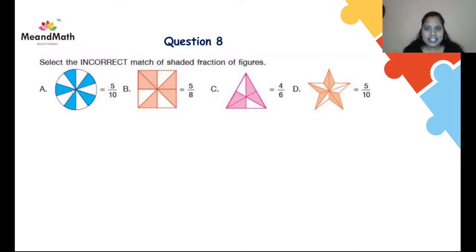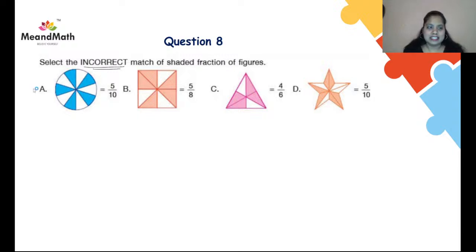Okay, let us move on to the next question. Select the incorrect match of shaded fraction of figures. Now here they're asking for the incorrect match. They've given a figure and then the fraction, right? They're asking us which figure's fraction is not correct. So first we will write the fraction of the figure and then check if it is correct or not. If it is not correct, then it is the answer in this case.